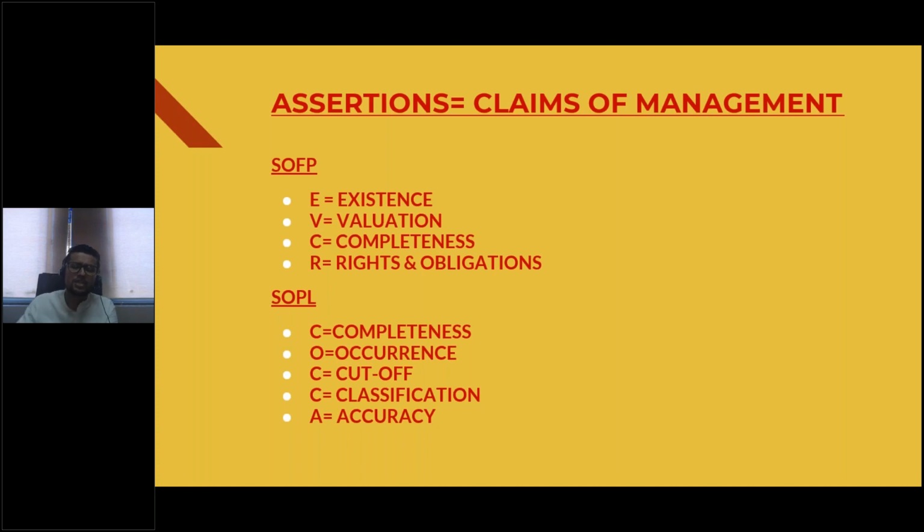Let's talk about the second assertion, which is called valuation. All those assets and liabilities which have been recorded by the management have been recorded at appropriate value. So they have not overstated the assets, and they have not understated the liabilities. As a management, you will claim that the assets or the liabilities are neither overstated nor understated. So as a management, you will claim that the financial statements are valued at correct value. This is another assertion made by the management, and as an auditor, I need to verify this.